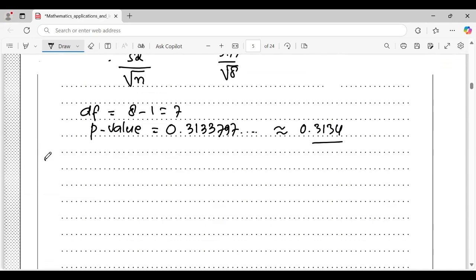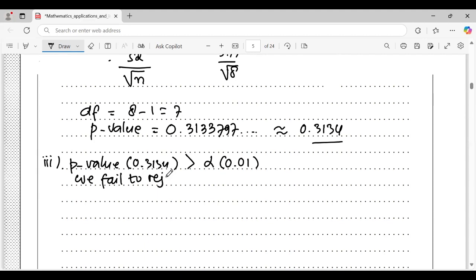Part 3. So the p-value 0.3134 is greater than alpha. Alpha is 0.01. So it means we fail. The decision is we fail to reject the null hypothesis.